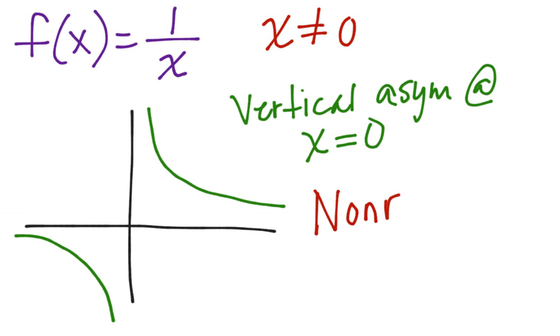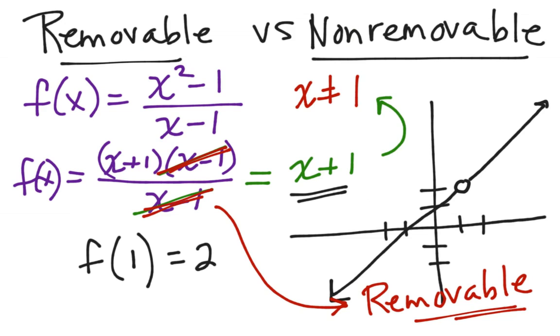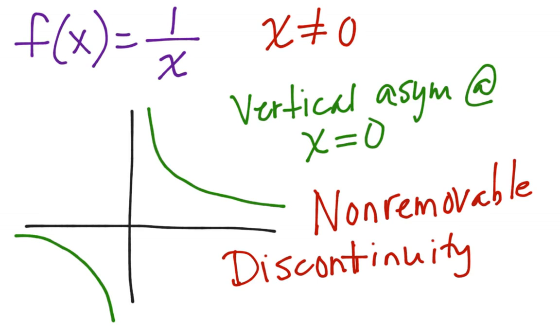Non-removable discontinuity. Oh, I can't spell. Discontinuity. There. Removable. I removed a factor. The graph has a hole. Non-removable. I didn't remove any factors. I didn't rewrite this. I have a vertical asymptote.